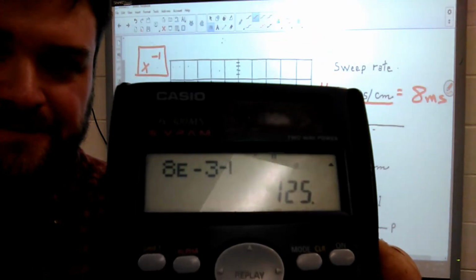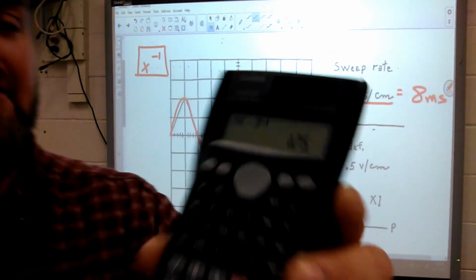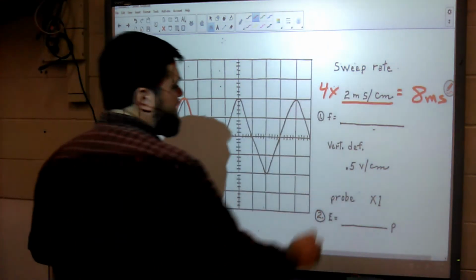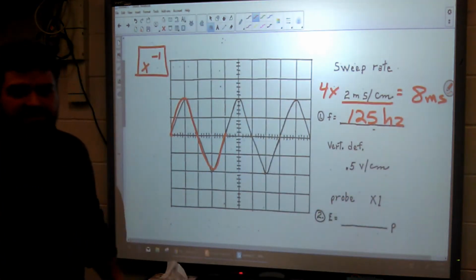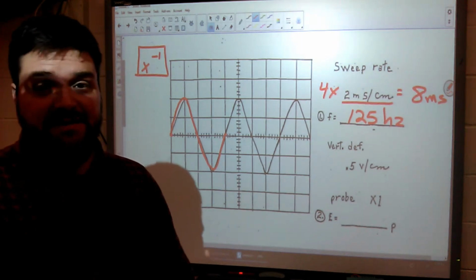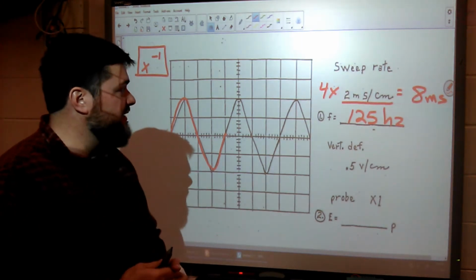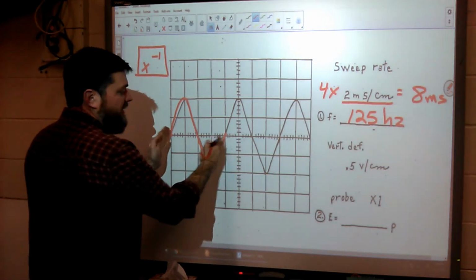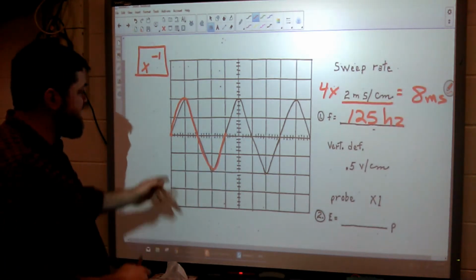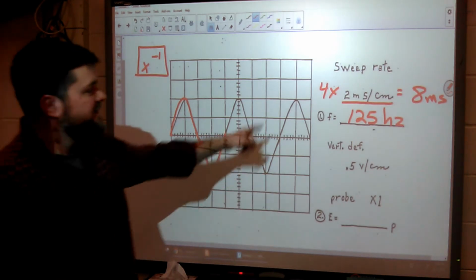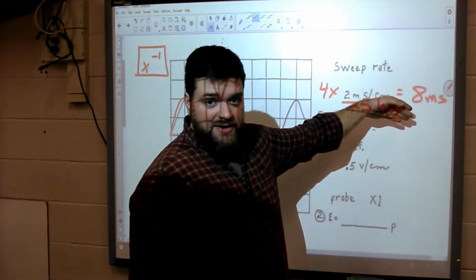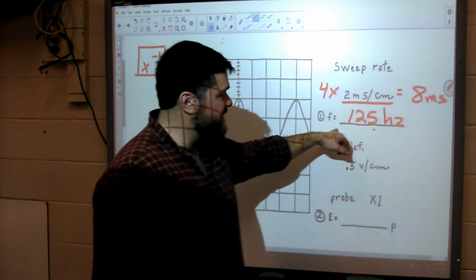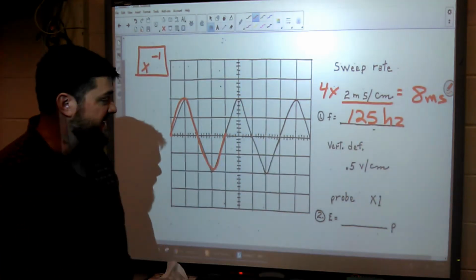It equals, what is our frequency? I'm reading this backwards. I think that says 125 hertz. So that's what you're going to write here: 125 hertz, which means 125 cycles per second, or 125 sine waves per second. So that's how you calculate your frequency. You take how many squares your width is for one complete cycle, one complete sine wave, one positive, one negative alternation, multiply it by your time per division. You get 8 milliseconds, you do the reciprocal of that, 1 divided by 8 exponent negative 3, and it gives you 125 hertz, or cycles per second.